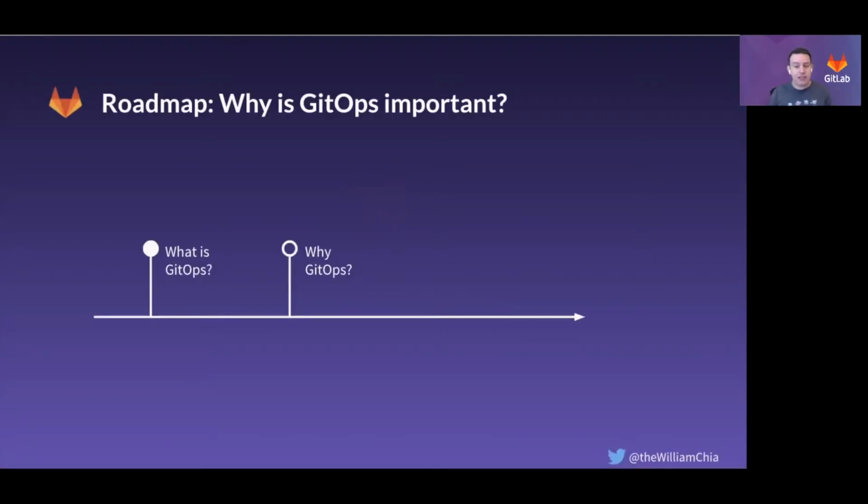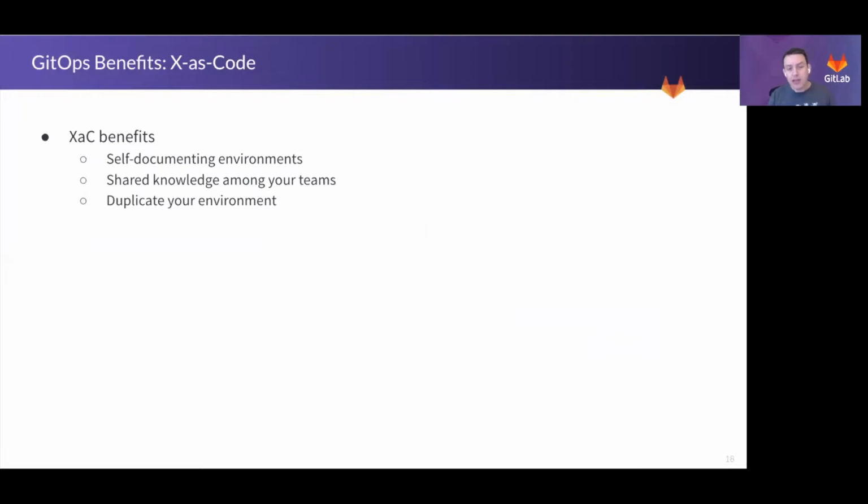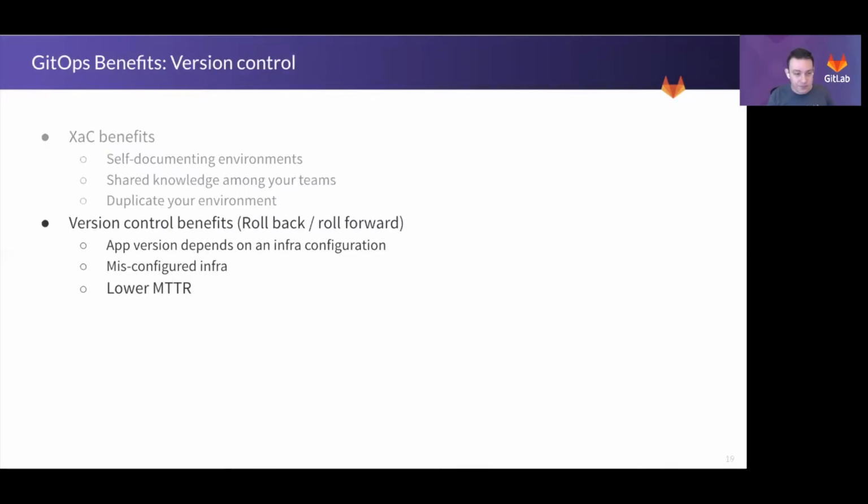So why is GitOps important? Well, you get a lot of benefits. Self-documenting environments, the code is there. You can now share knowledge amongst your teams. When somebody's clicking at a GUI, how do they tell other people what they did or how they did it? And as I mentioned, you want to duplicate that environment, let's say to spin up another thing or to do forensics after a firefight, as I mentioned before.